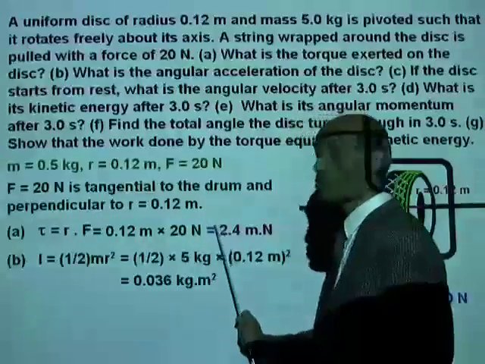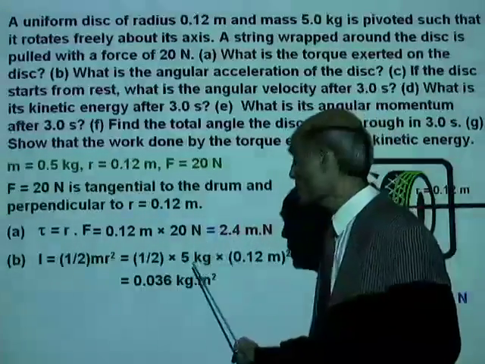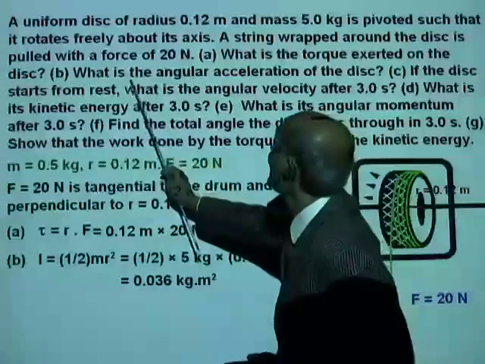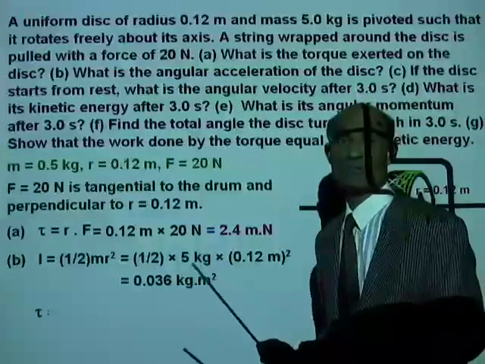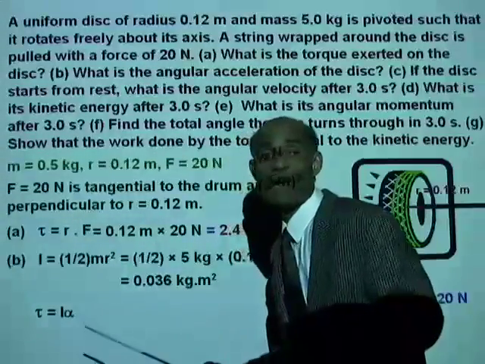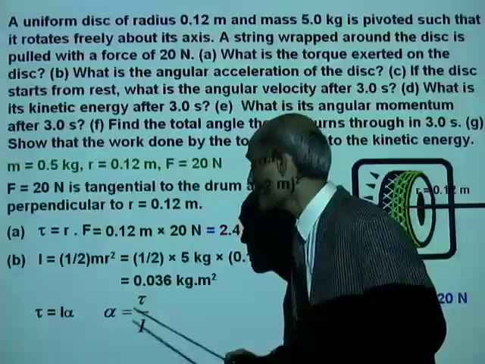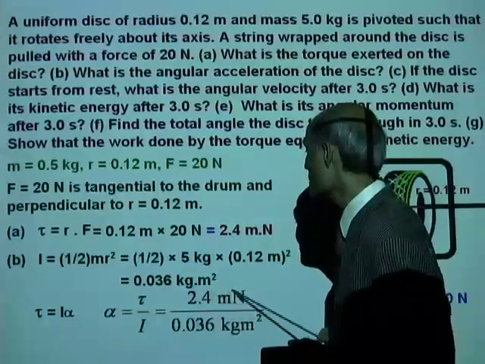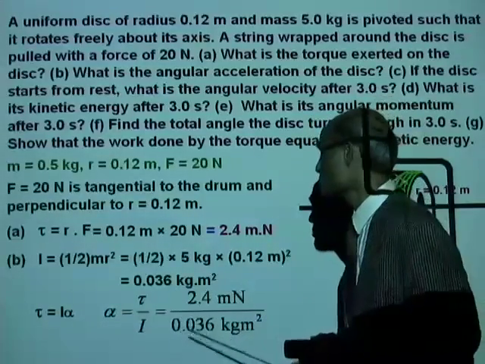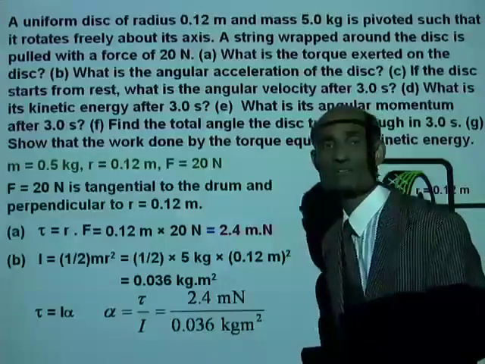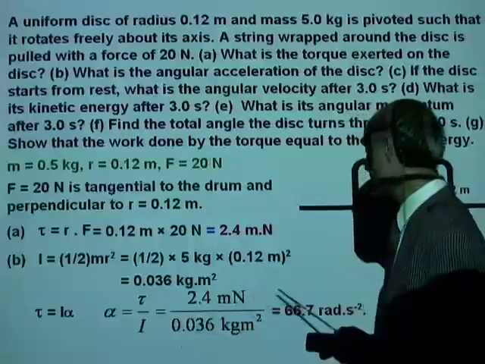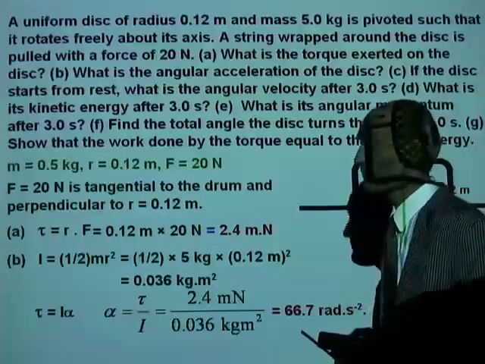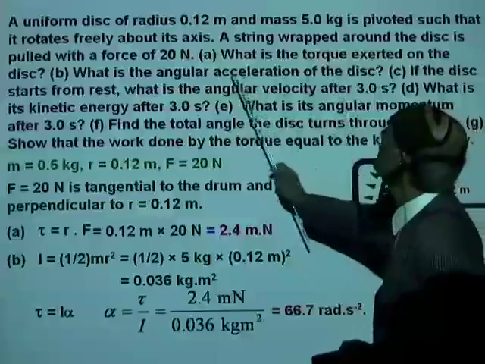So we now know the torque, 2.4 meter Newton, and we know the moment of inertia. Therefore, we can find the angular acceleration of the disk. Tau equals I alpha. Therefore, alpha equals tau over I. That will be 2.4 meter Newton divided by 0.036 kilogram meter squared, that is 66.7 radian per second squared. Okay, so we have done part B.